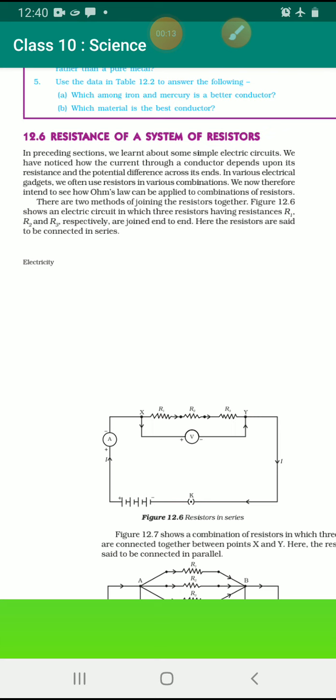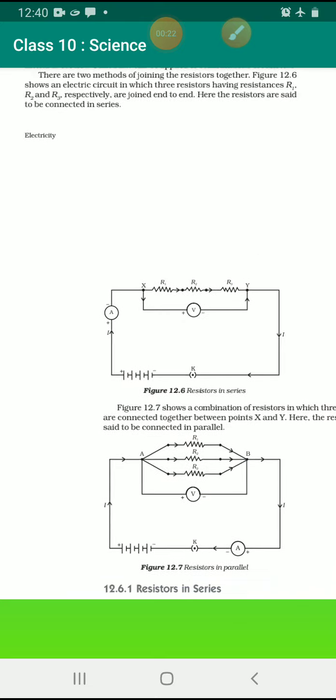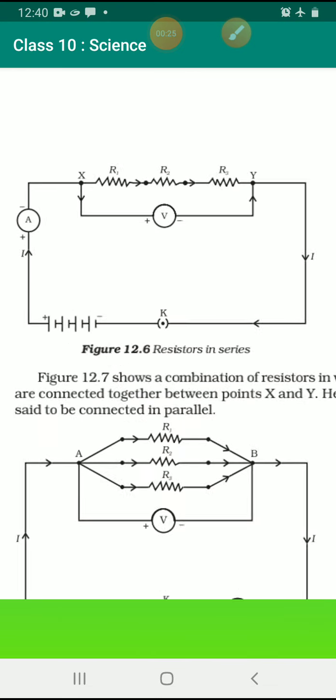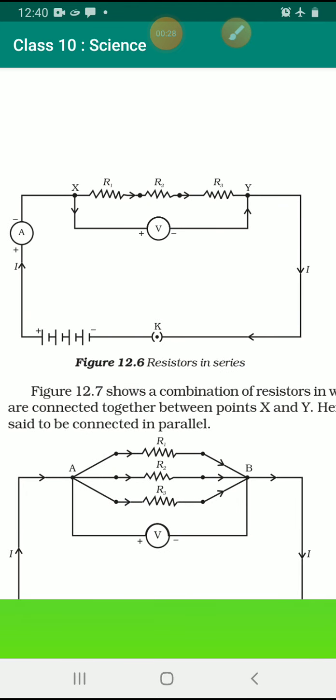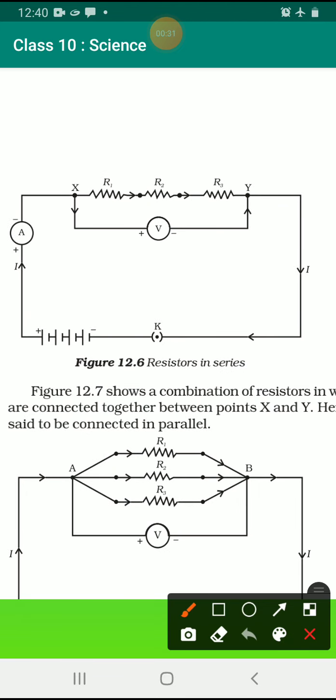Today, in the last class, as you know, we have discussed the resistance of a system of resistors, in that we have discussed series connection. We have discussed in detail how it is connected in series, and as I told you, this is very important for the 2 marks, right?